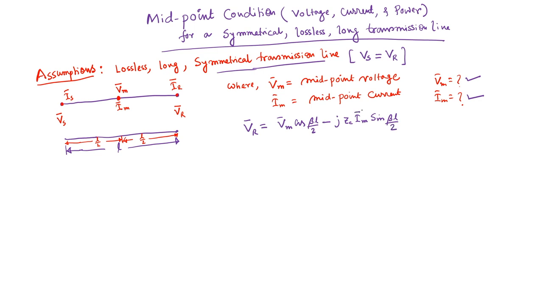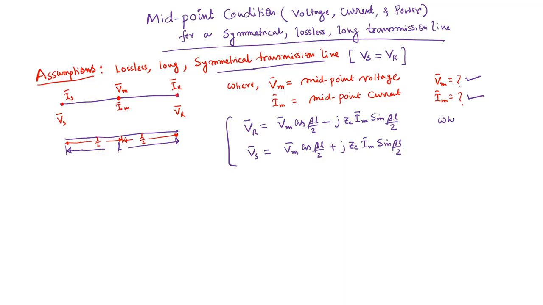Okay. This I m is a phasor quantity. Similarly, we also write down the equation V s is equal to V m cos beta L by 2 plus j Z c I m sin beta L by 2. These two equations we have already derived in my previous lectures. We derived the expressions for the sending end parameters with respect to the receiving end, and also the receiving end parameters in terms of the sending end parameters. More importantly, in my last lecture, I also derived the generalized expression for voltage, active power and reactive power at any point of the line. So, from this you can find the expression.